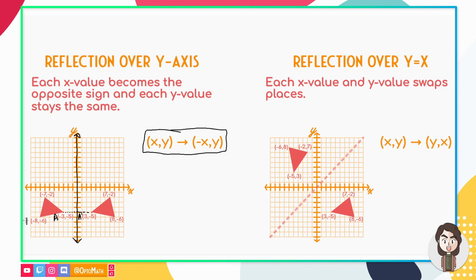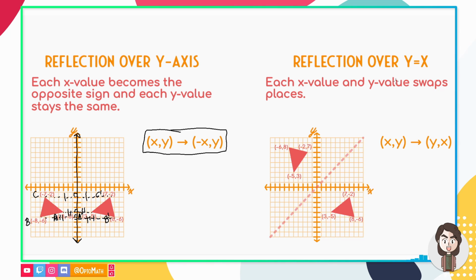A prime, B prime, C prime. We are still making those congruent segments. So we could make our tick marks if we would like to. So we're making those congruent segments. And the whole time they are all perpendicular to that reflection line. And that's even so over here with a diagonal line of reflection.